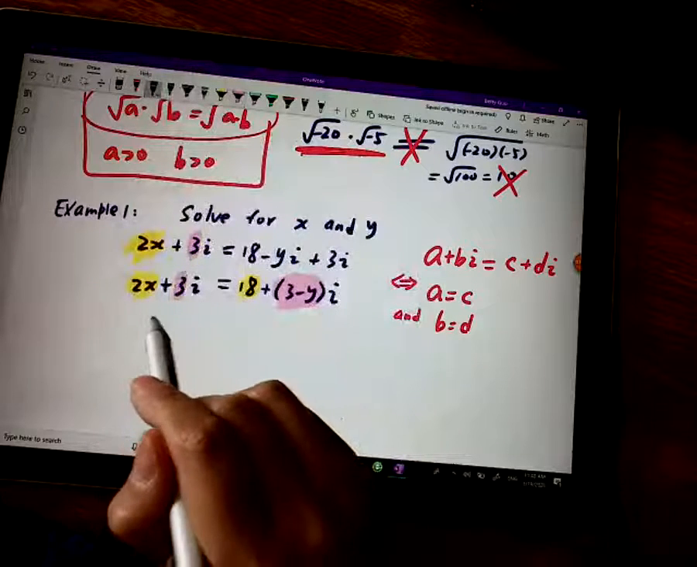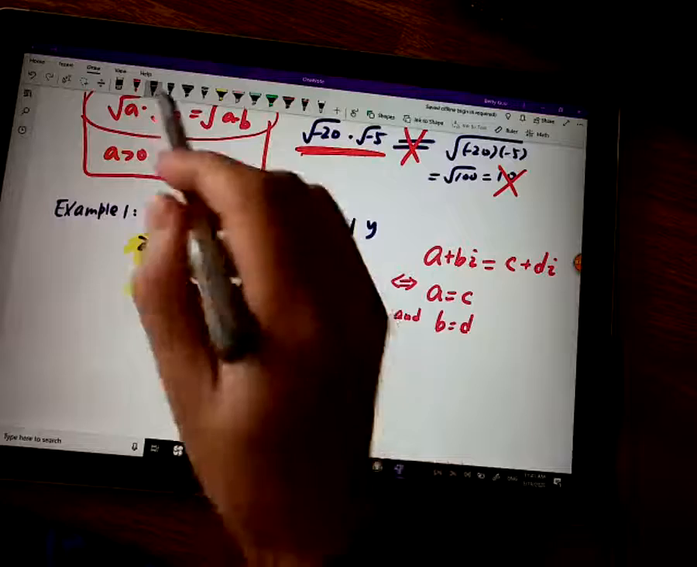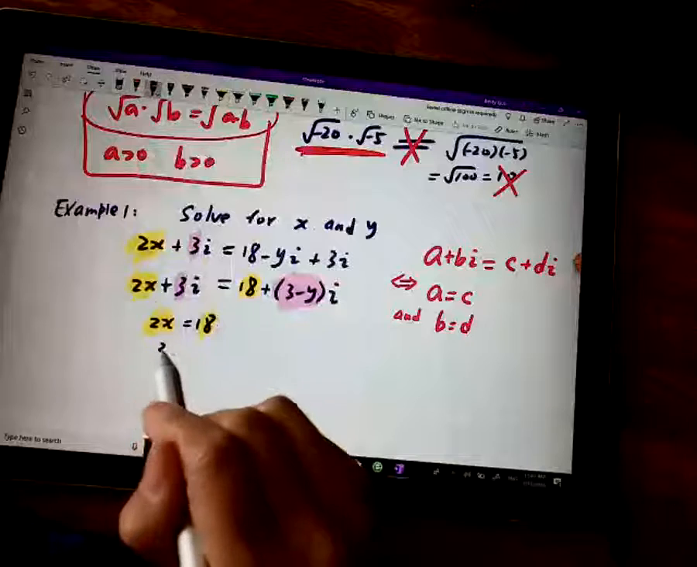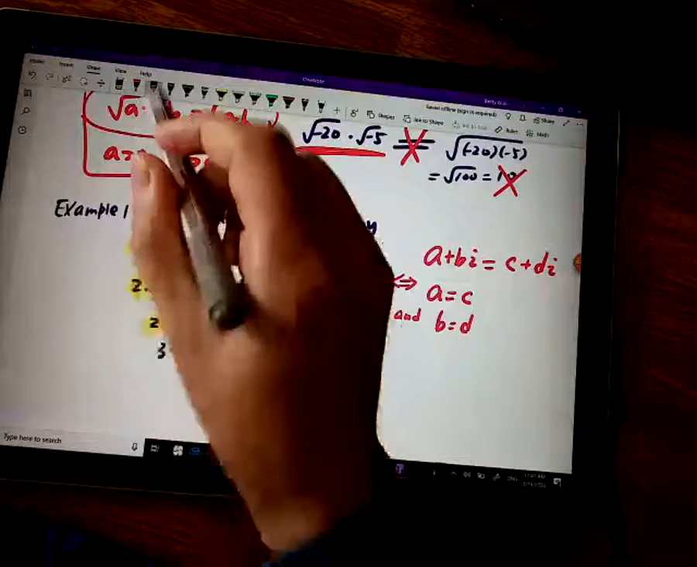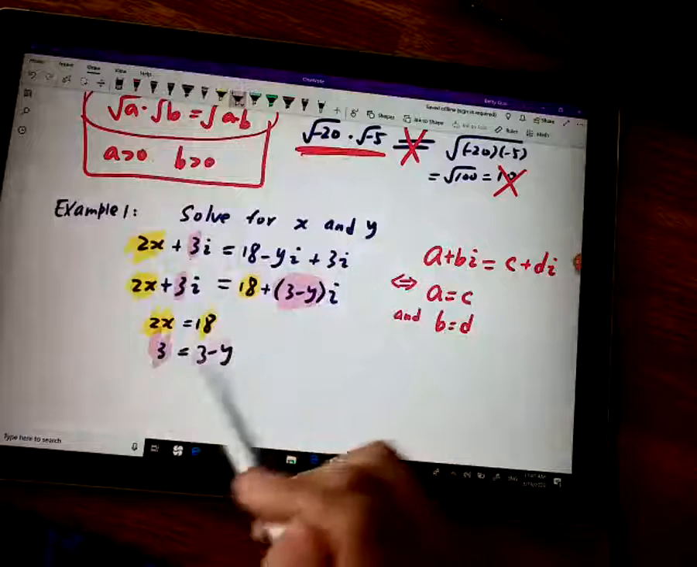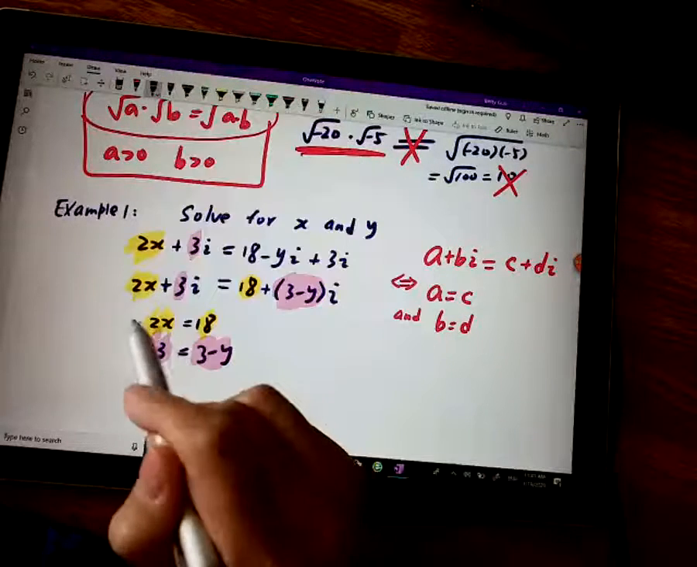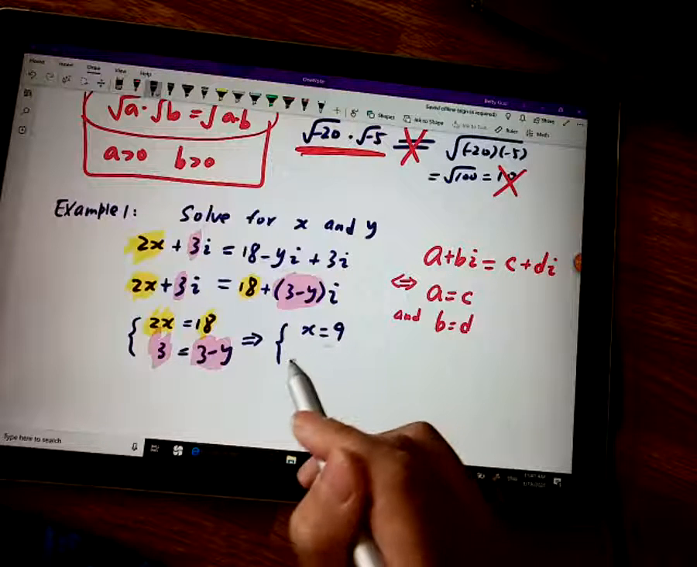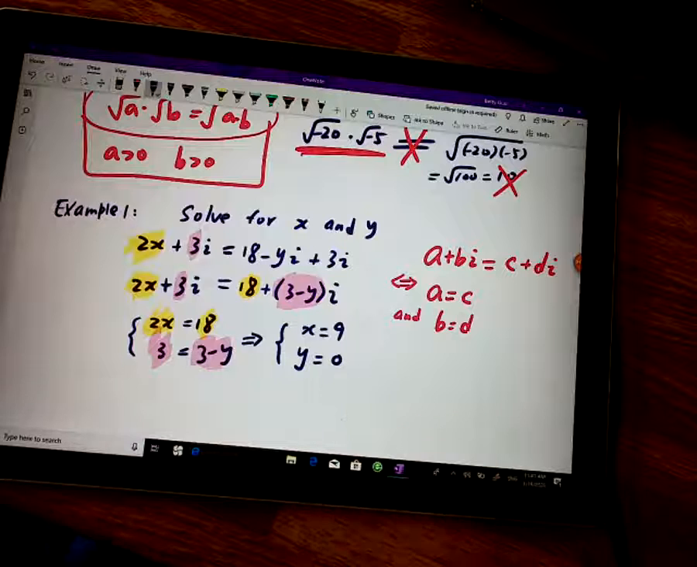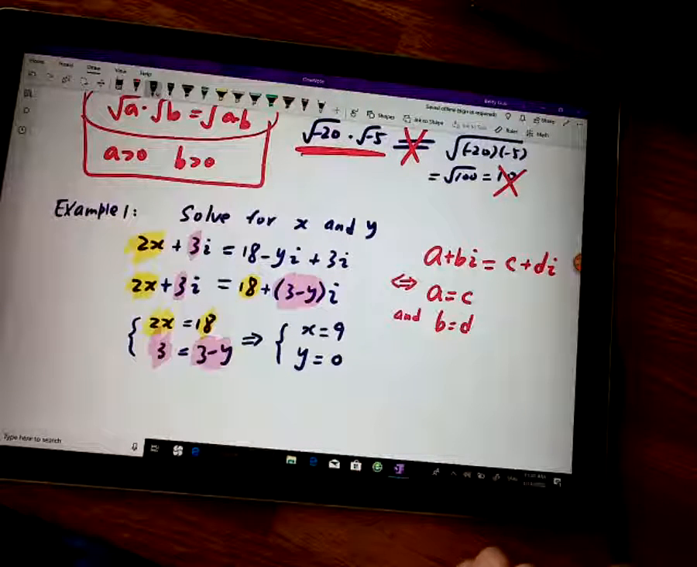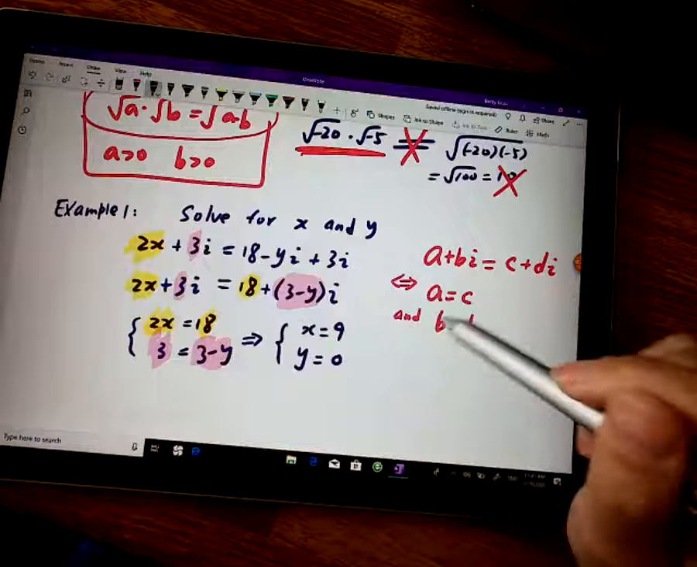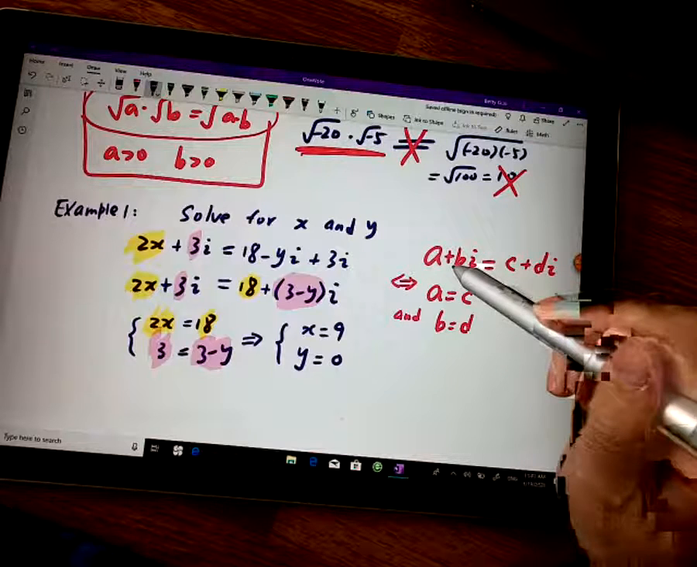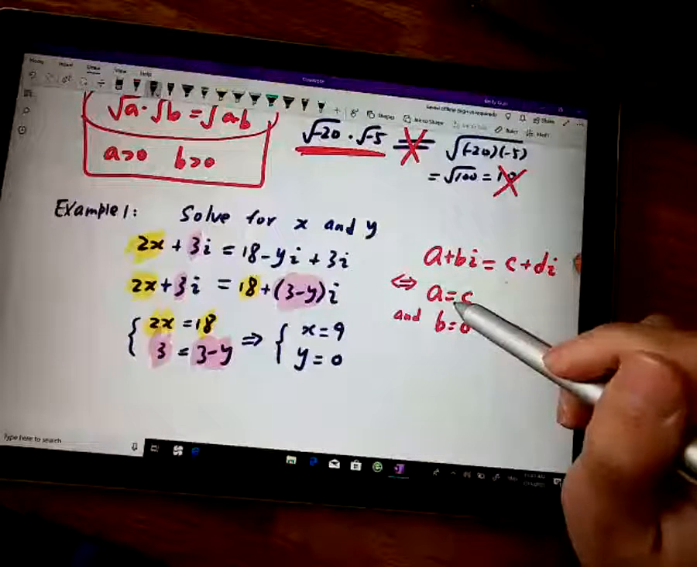We have real part equal to real part, yellow equals yellow. We have imaginary part equals imaginary part, pink equals pink. Okay? So from the first equation, we have x equals 9. From the second equation, if you solve it, you have y equals 0. You see that? The point of this example is to show you what it means when two complex numbers are equal to each other.